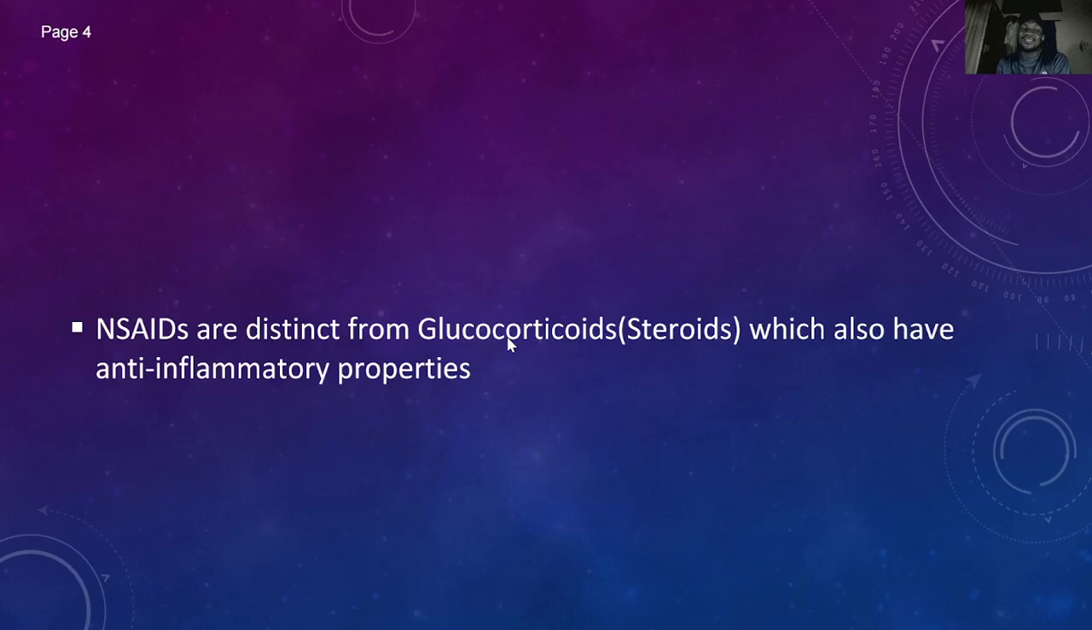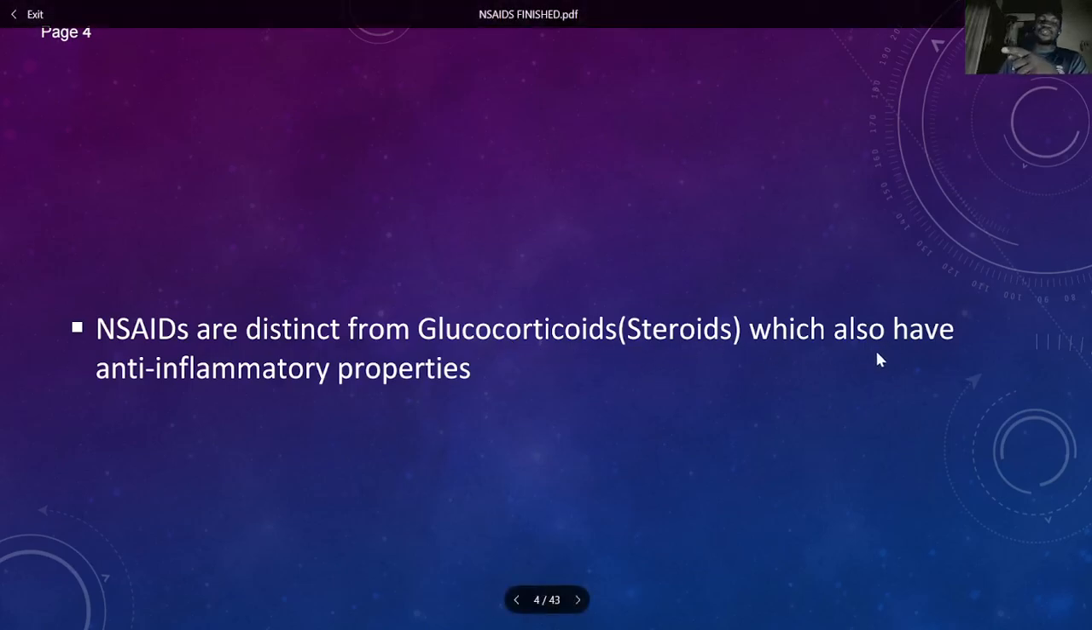Now, NSAIDs, non-steroidal anti-inflammatory drugs, it therefore means that there are steroidal anti-inflammatory medications or drugs, right? Since this is non-steroidal, it therefore means that there are steroidal ones. An example of a steroidal anti-inflammatory is glucocorticoids, which also have anti-inflammatory properties, just like I said.